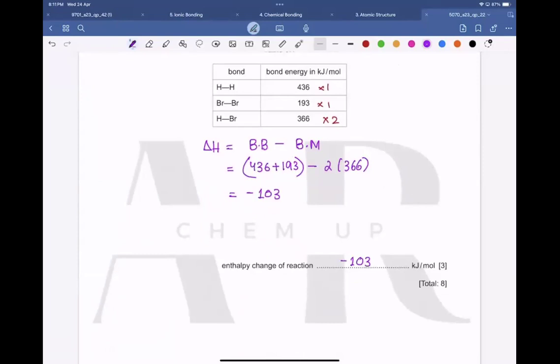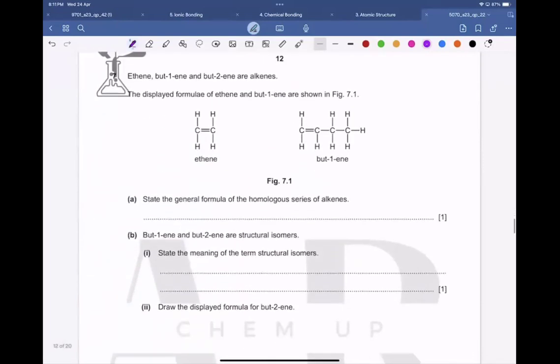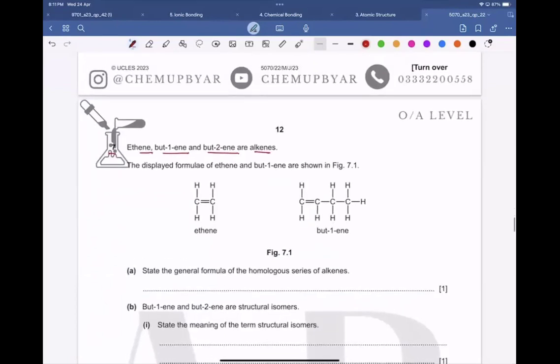Now, let's move to question number 7. Ethene, butadiene, and butene are alkenes. We know ethene is 2 carbon, so it is going to be CH2 double bond CH2. For butene, it's 4 carbon because it's but. So 1-ene means the double bond is between carbon 1 and 2. So it is going to be like this.